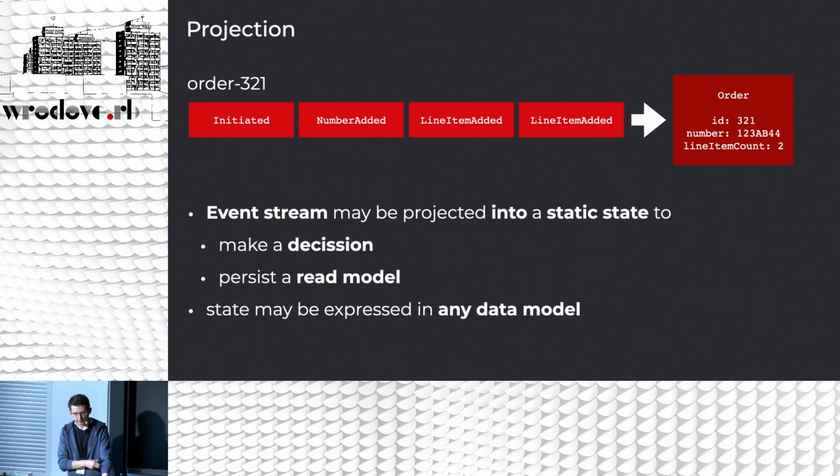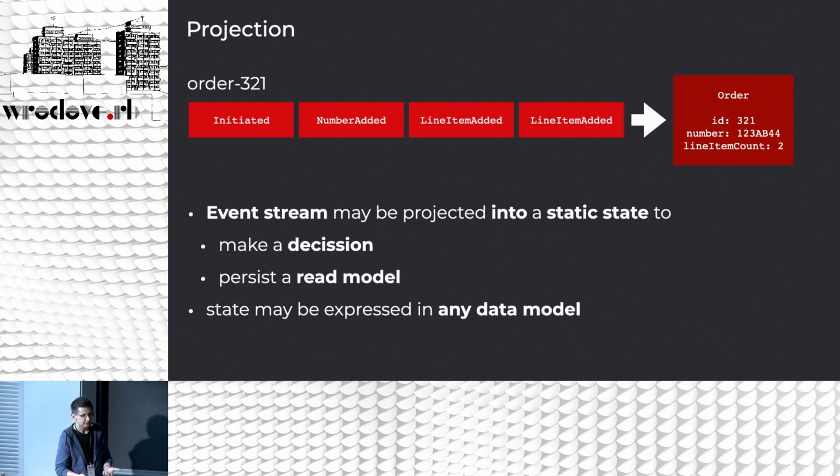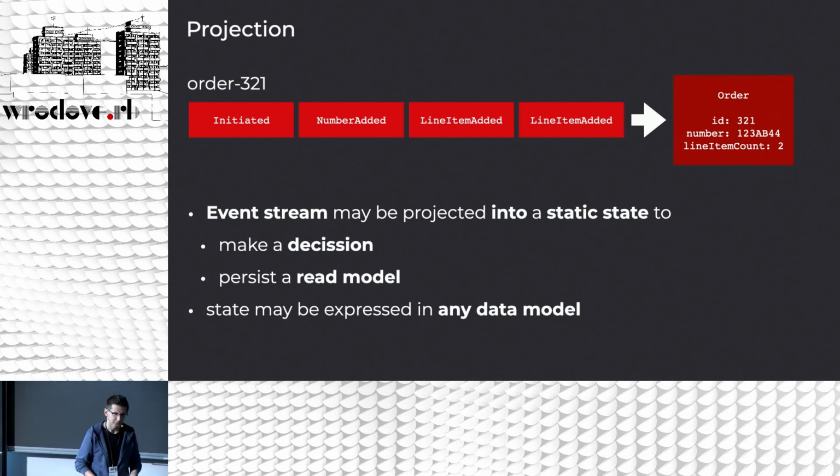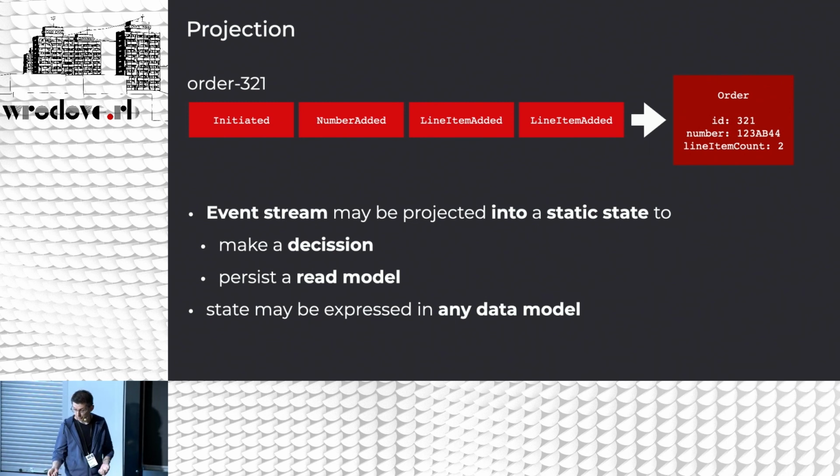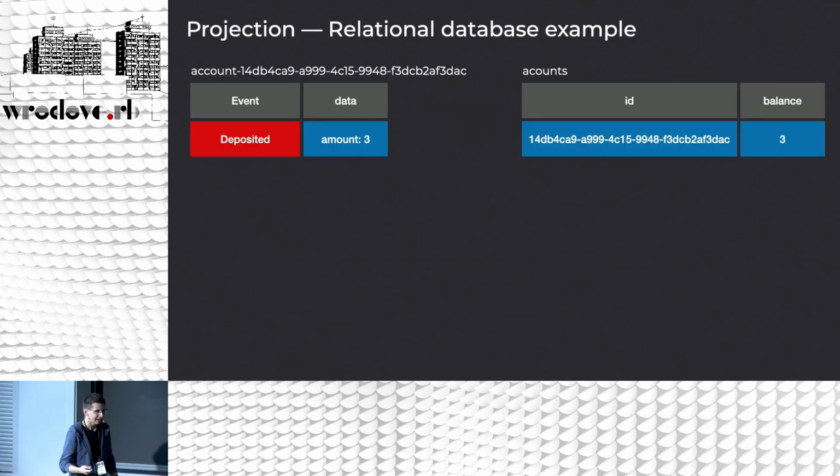And the very important thing is that if you have this final static state of your entity, you can put it into any data model. It doesn't have to be a relational database. It can be a graph database because maybe it's much easier to process your data, your relations, as a graph, or document database, or whatever database that suits you. All right, so that's projection. Let's take a very quick look how this relational database projection will look like.